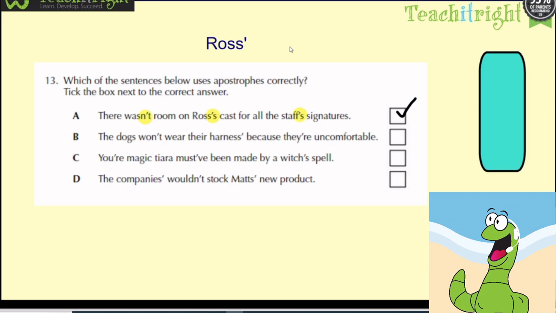The dogs won't wear their harnesses. Won't is correct, but harnesses is not. It should be ES at the end as a suffix. Your magic tiara must have been made by a witch's spell. Your should be spelled like this. And the companies wouldn't stock Matt's new product. So the apostrophe here in Matt's should be before the S, and we don't need one for companies.